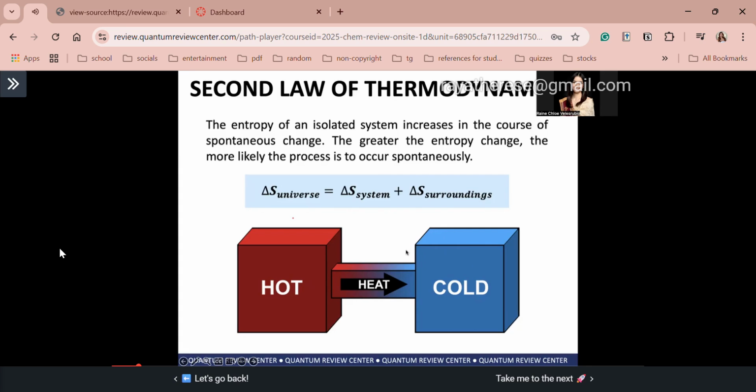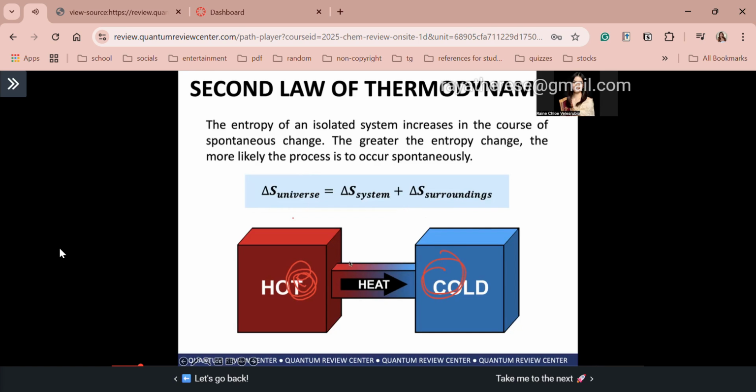Gets ba? So that's where the second law of thermodynamics comes into the picture. Again, the second law of thermodynamics states that heat can flow spontaneously from a hot object to a cold object. So yun yung ine-explain ni second law.